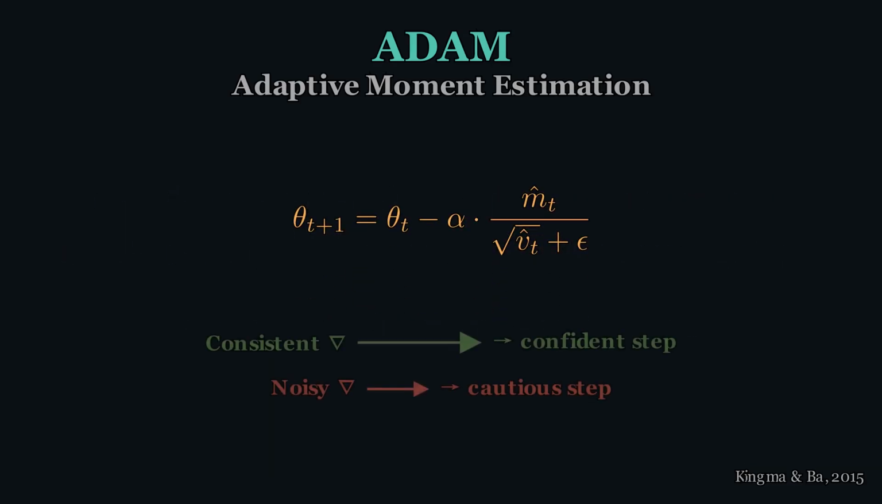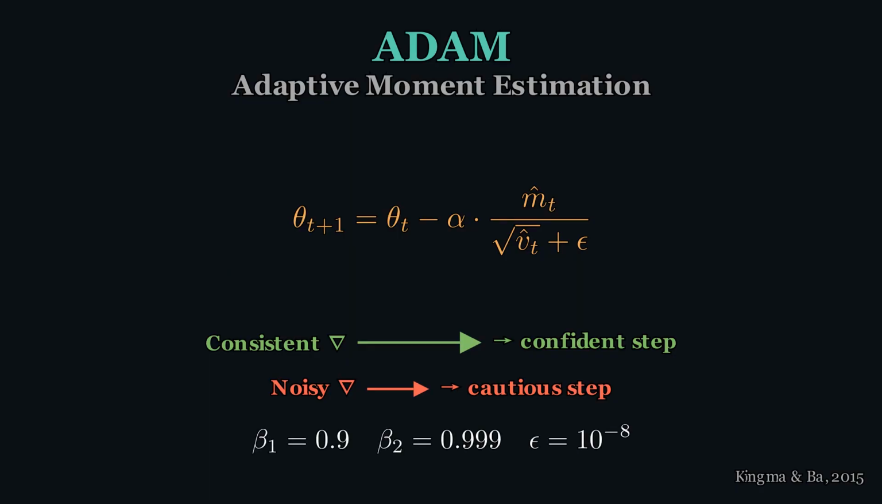The intuition: if a parameter's gradient is consistently pointing in the same direction, ADAM takes a confident step. If the gradient fluctuates wildly, ADAM takes a cautious, smaller step. Each parameter gets its own adaptive learning rate. The default settings, beta 1 at 0.9, beta 2 at 0.999, epsilon at 10 to the minus 8, work remarkably well across a wide range of problems. ADAM is the default optimizer for most deep learning today.